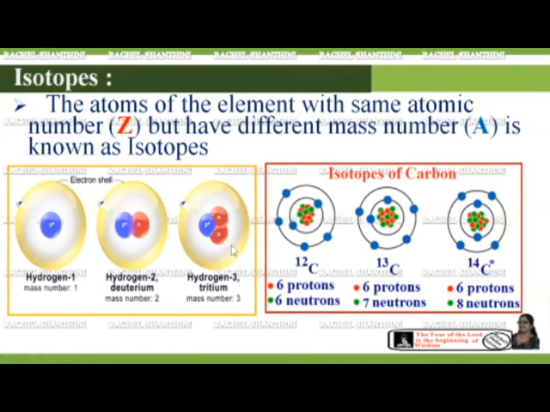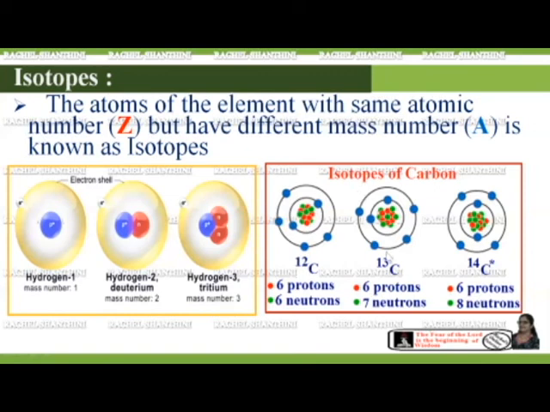All the 3 isotopes have the same atomic number, that is 1. Here 1 proton, here also 1 proton we have, and here also 1 proton. However, their mass numbers are different. Mass number for protium is 1, deuterium is 2, and the mass number of tritium is 3.